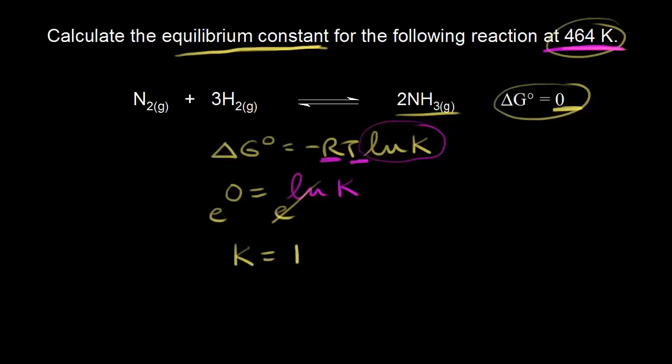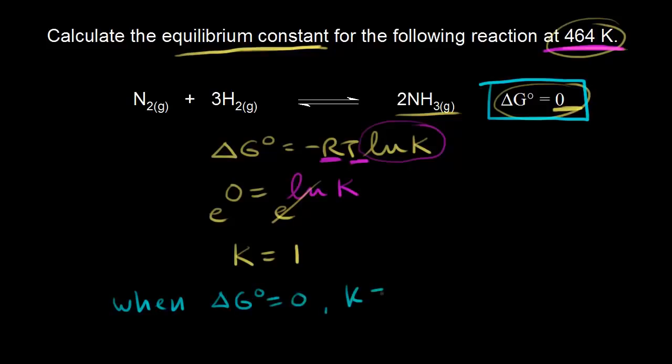So when delta G0 is equal to 0, so let's write this down here. So when your standard change in free energy, delta G0, is equal to 0, K is equal to 1. And that means that at equilibrium, your products and your reactants are equally favored.